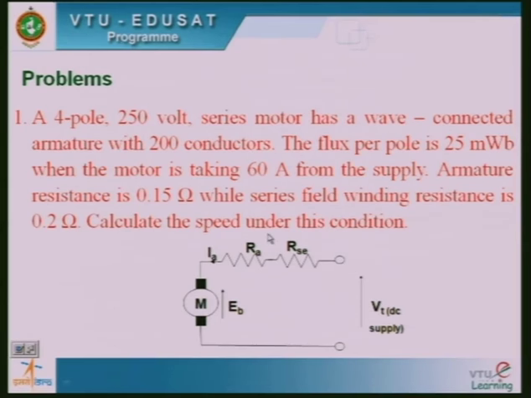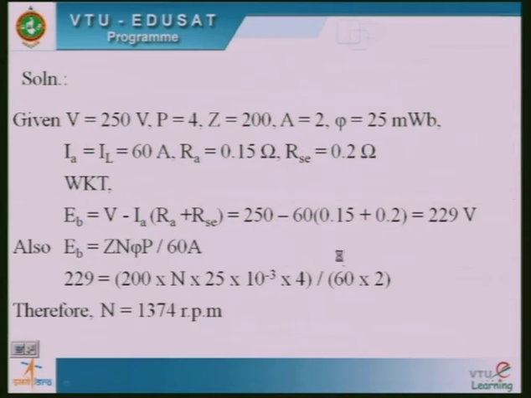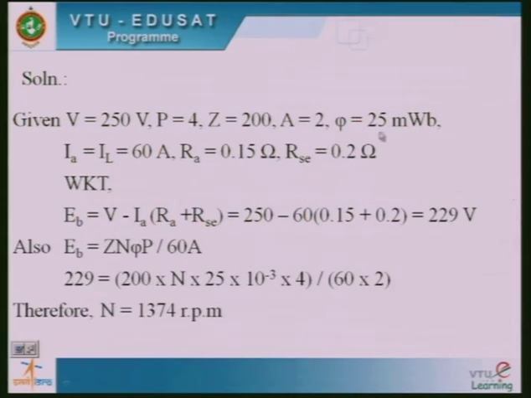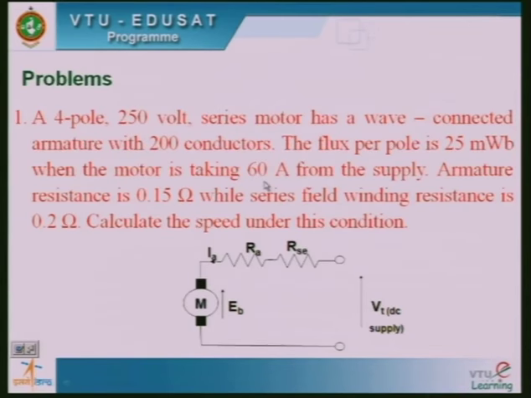Collecting the data given: the supply voltage is 250 volt, the number of poles is 4, and since it is a wave connected motor, the number of parallel paths is 2. The number of conductors is 200, and the flux per pole is 25 milliweber, so it is 25 into 10 to the power minus 3 Weber. The current drawn by the motor is 60 ampere, and since the series field is in series with the armature, IA equals IL equals ISE, that is 60 ampere. The armature resistance is 0.15 ohm, RSE is 0.2 ohm. We have to calculate the speed of this motor.